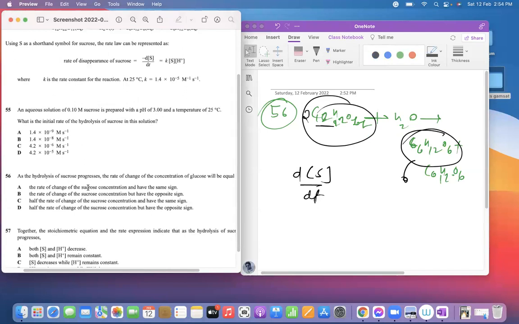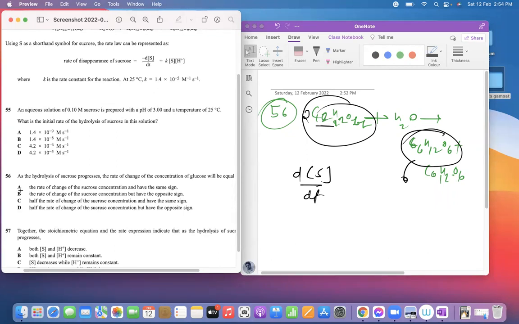Does the rate of change of sucrose concentration have the same sign as glucose? Absolutely not, because the same sign is only possible if they are both on the same side. They are on different sides, so the signs should be opposite, and opposite is only present in B and C. But again, D is half of the rate, so you can eliminate D very easily. So there is one option, which is B.